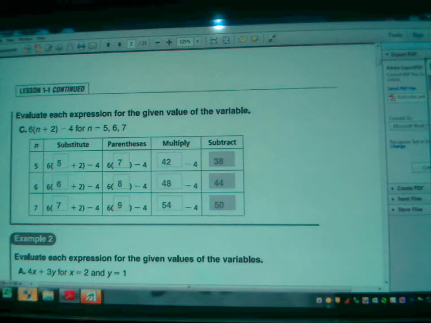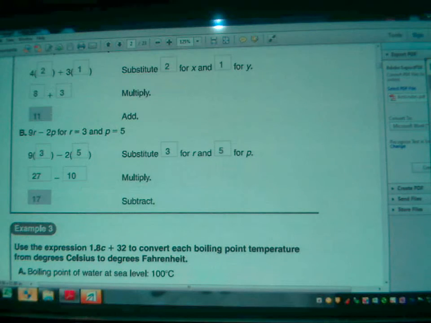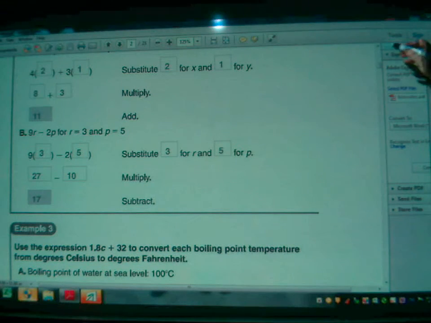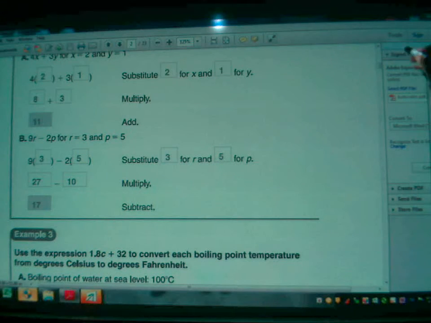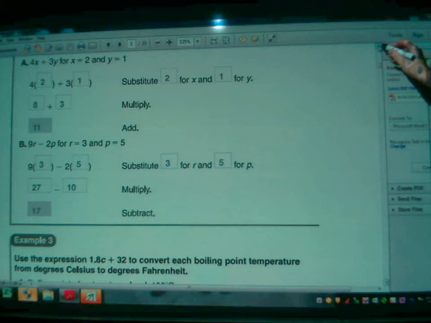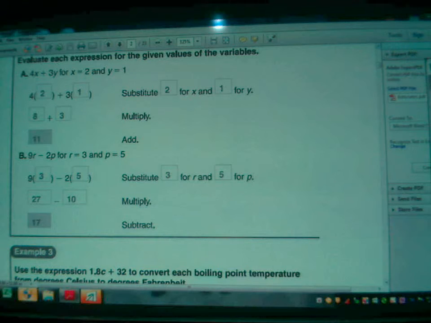Okay, let's continue on and go ahead and take a look at example 2 here. Now, in example 2, as you can see, we are actually doing the same thing once again. The difference is now, instead of just having one variable in a problem, they're actually giving us 2 variables in a problem. So we're evaluating the expression for the given values of the variables.